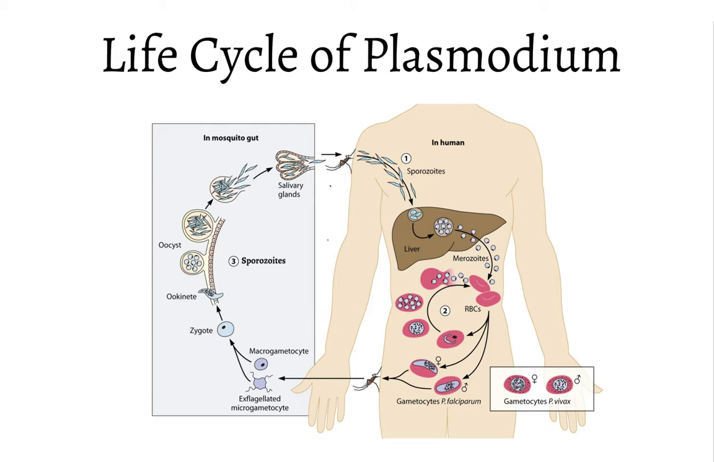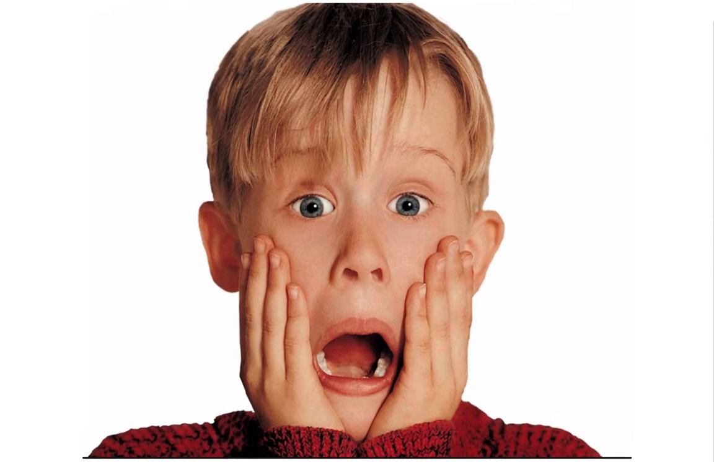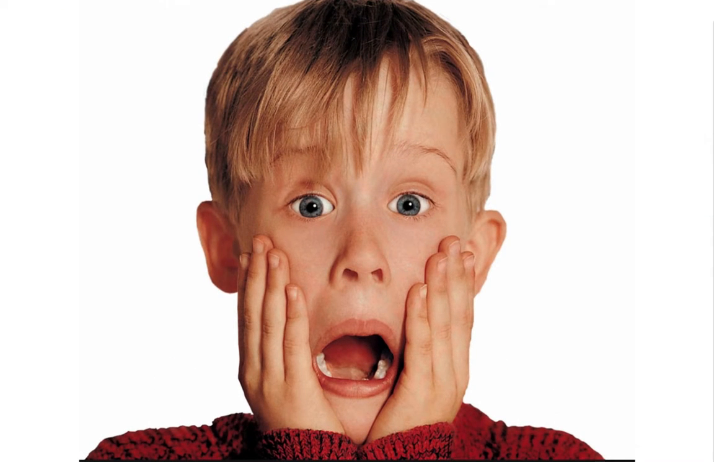The Plasmodium species has a 2-stage life cycle, with reproductive phases in both the mosquito and the infected human host. It is extensively complicated, so do not be alarmed if you don't understand it first time round.